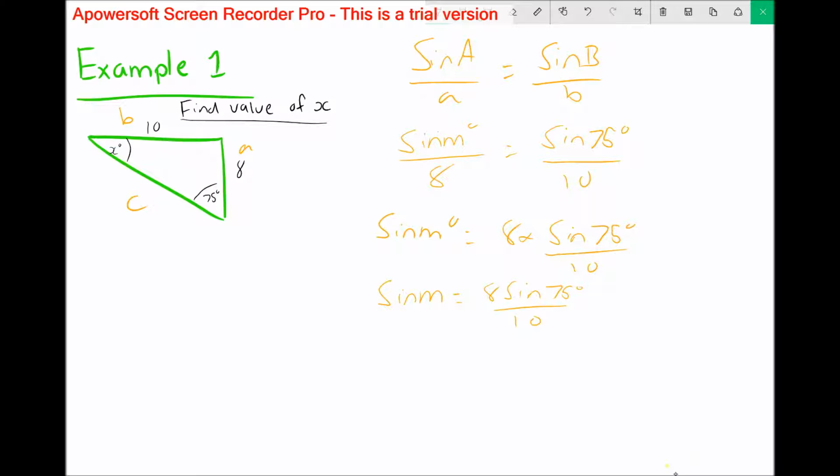Then after simplifying, we find the inverse sine of 8 sine 75 over 10, which will give us an answer, which we must round off to the nearest minute.